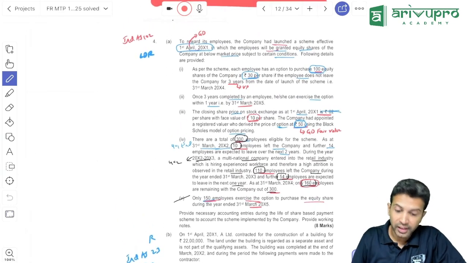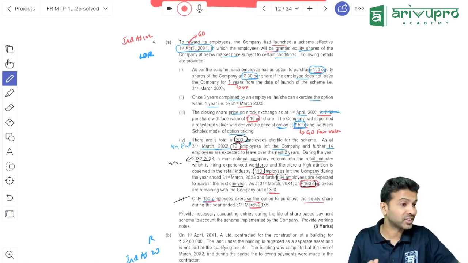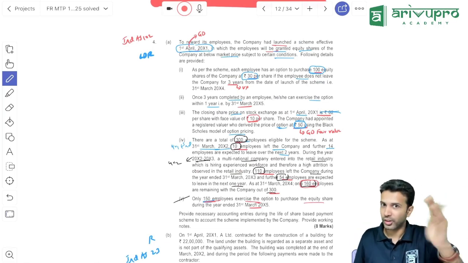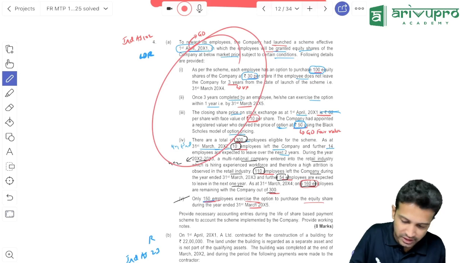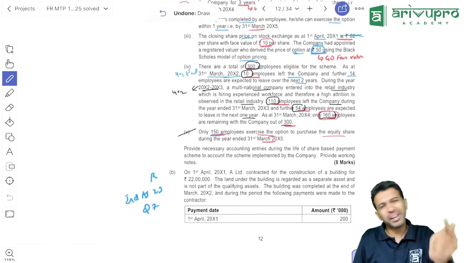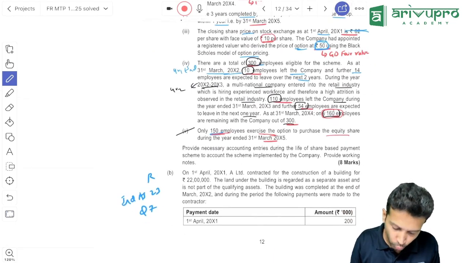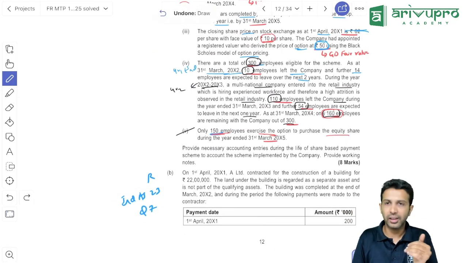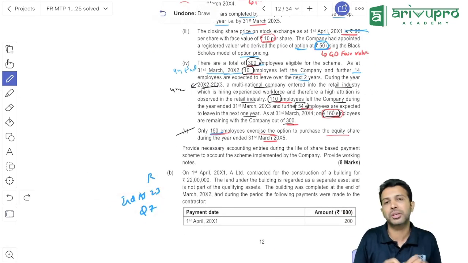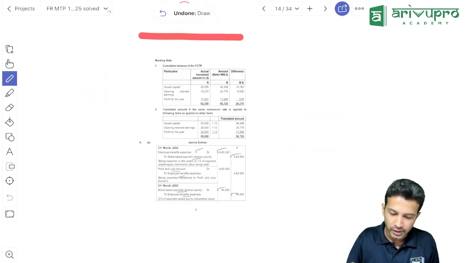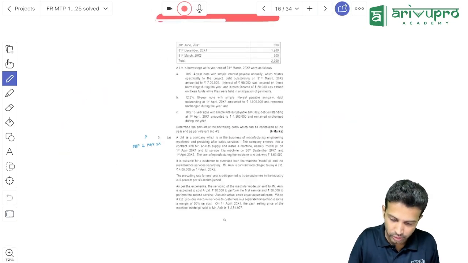Well, hello people. I think we were doing question number 4A. The screen kind of got timed out. So I just want to tell that 4A is fully done. The remaining questions are all repetitive, they're all there in our class notes. 4B is Ind AS 23 ka question number 7 from our class notes, and I'm just giving you the reference.